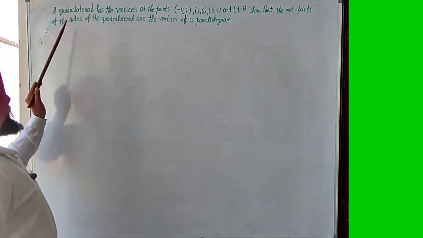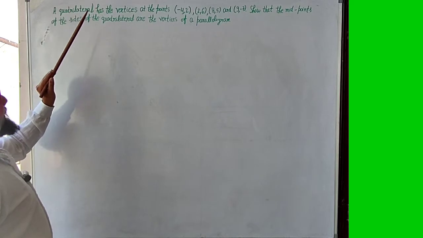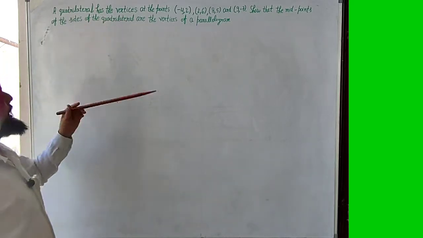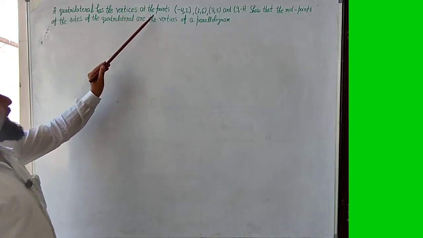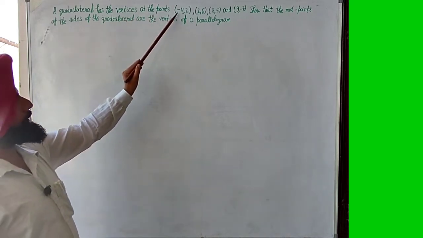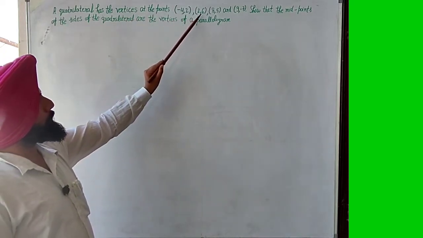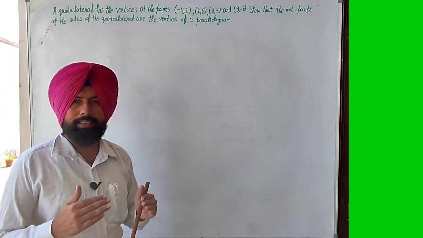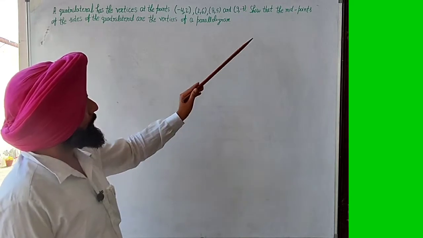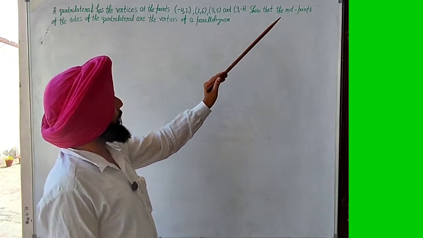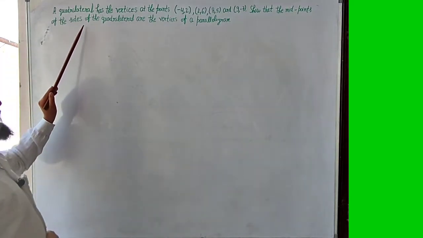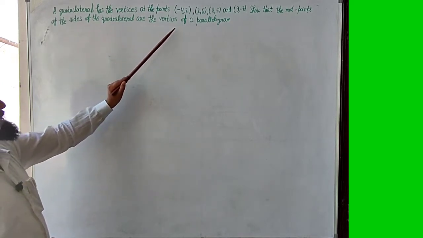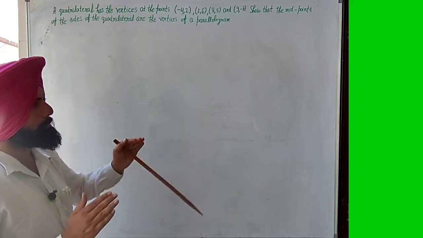Now we have a quadrilateral which has the vertices at the points (-4, 2), (2, 6), (8, 5) and (9, -7). Show that the midpoints of the sides of the quadrilateral are the vertices of a parallelogram.